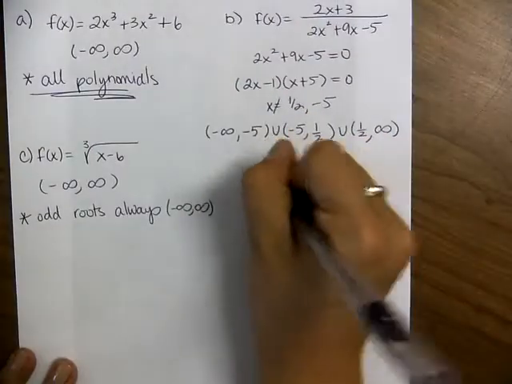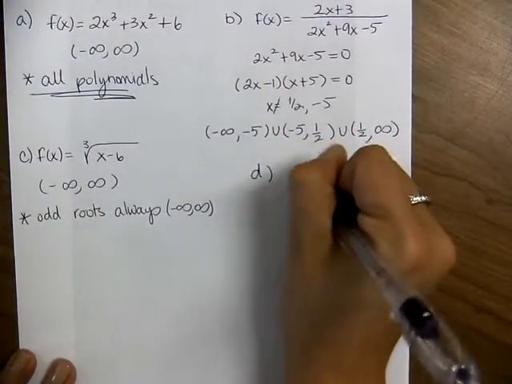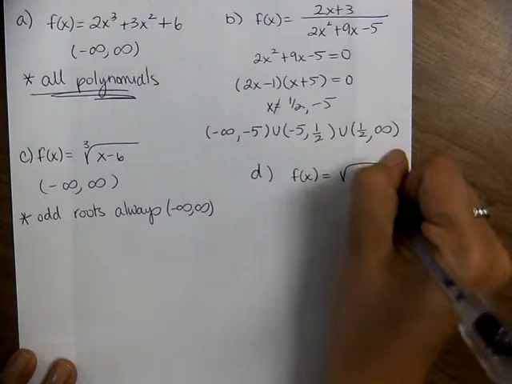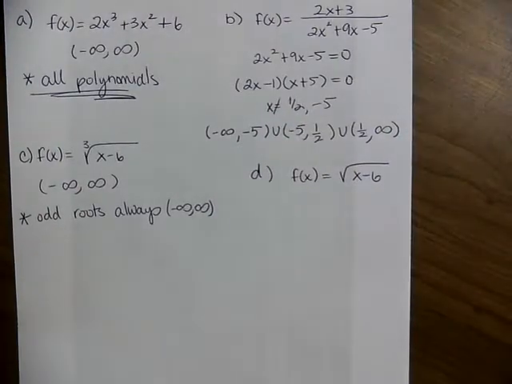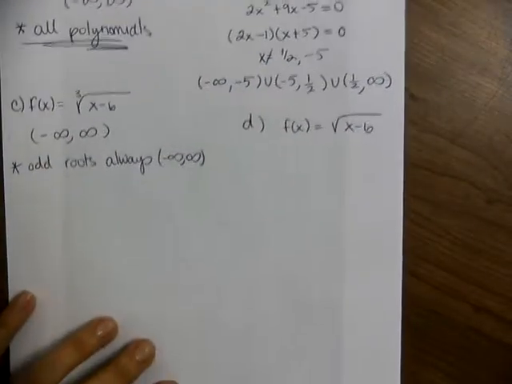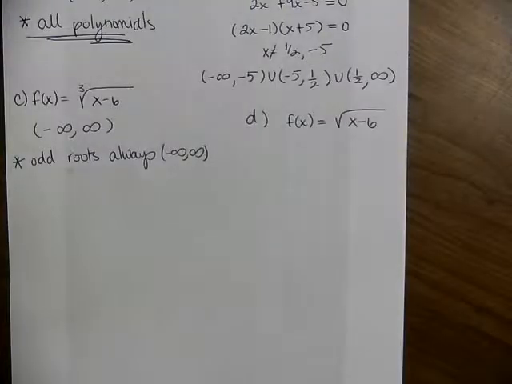What if instead it was the square root of x minus 6? Now this is different. There's some rules that are going to apply here. Seth, what do I do here? You can do it. What's got to be true about the square root? What kind of numbers can you take the square root of?